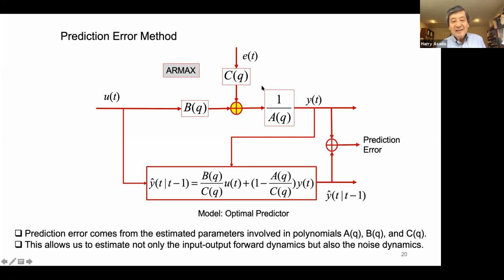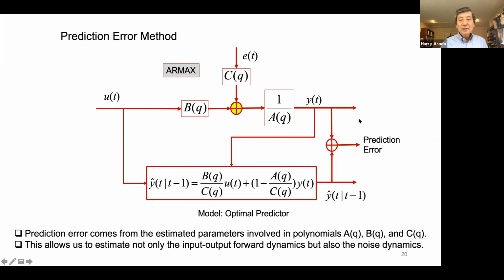We can identify not only the forward path dynamics A, B, but also the noise dynamics C. C over A is actually the noise transfer function that comes into this process, right? That can be identified too by doing this prediction model. So that's the interesting part. We can simultaneously estimate and determine both the forward path dynamic model and the noise dynamic model.